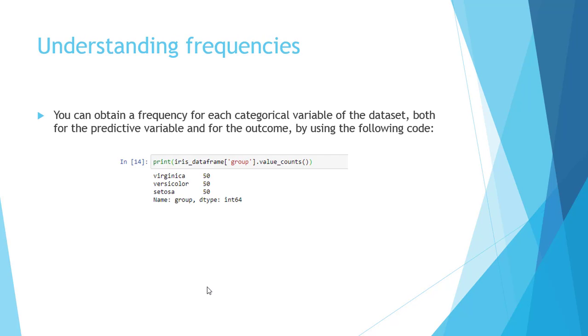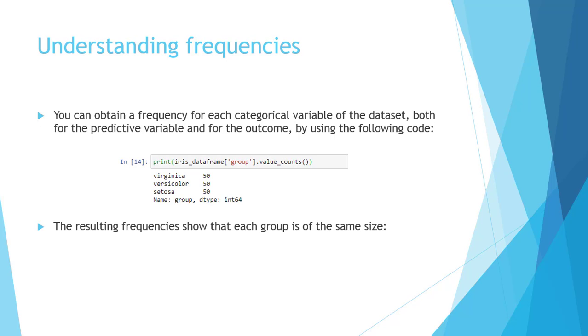So now we will see how to obtain a frequency or the number of values for each category variable of a dataset, both for the predictive variable and for the outcome, by using the command .value_counts.